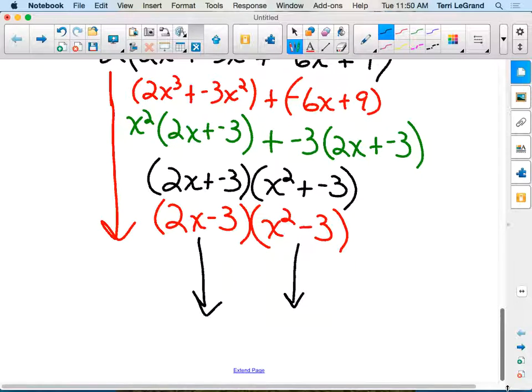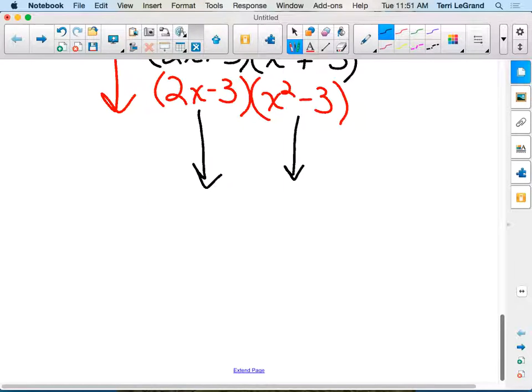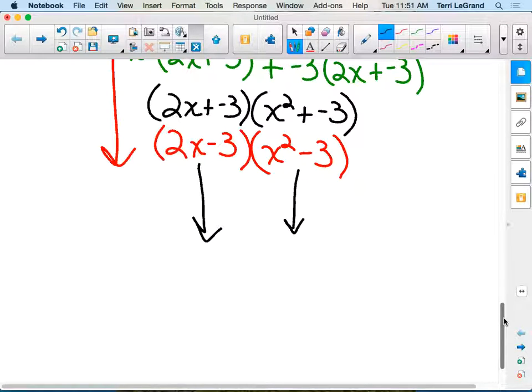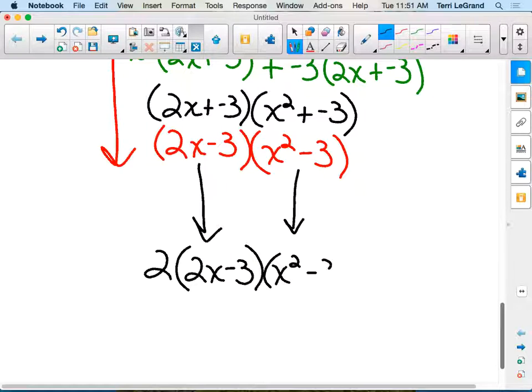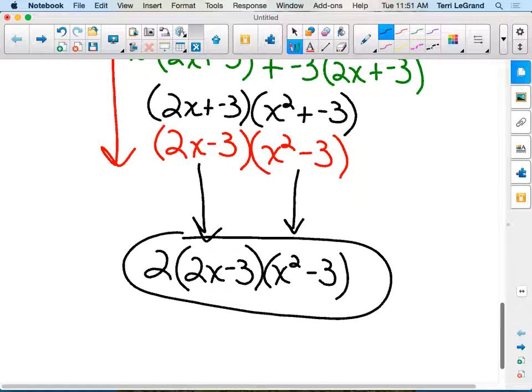So are we done? Can we factor anything else? Is there anything left that doesn't have an arrow coming down from it that hasn't gotten attended to? Okay, so our final name is, what was our GCF? 2. And we have our 2x minus 3 and our x squared minus 3. Does it matter which of those comes first? No. Okay. So, I guess it wasn't as bad as I thought. That was going to be longer.